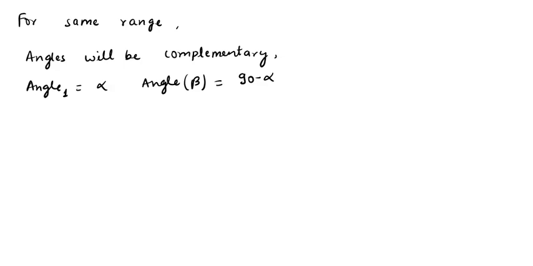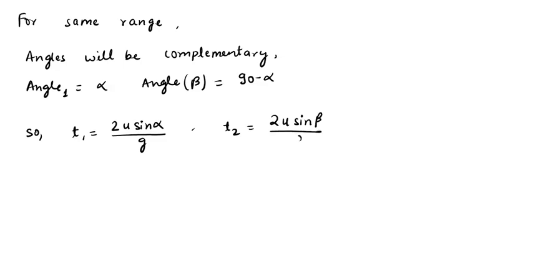Now we know that the time t1 is equal to 2u sine alpha by g. This is the formula for the time, where u is the velocity, alpha is the angle and g is the gravitational acceleration. Similarly, because there are two angles of projection, for the other angle of projection the time will be t2, which is equal to 2u sine beta by g.